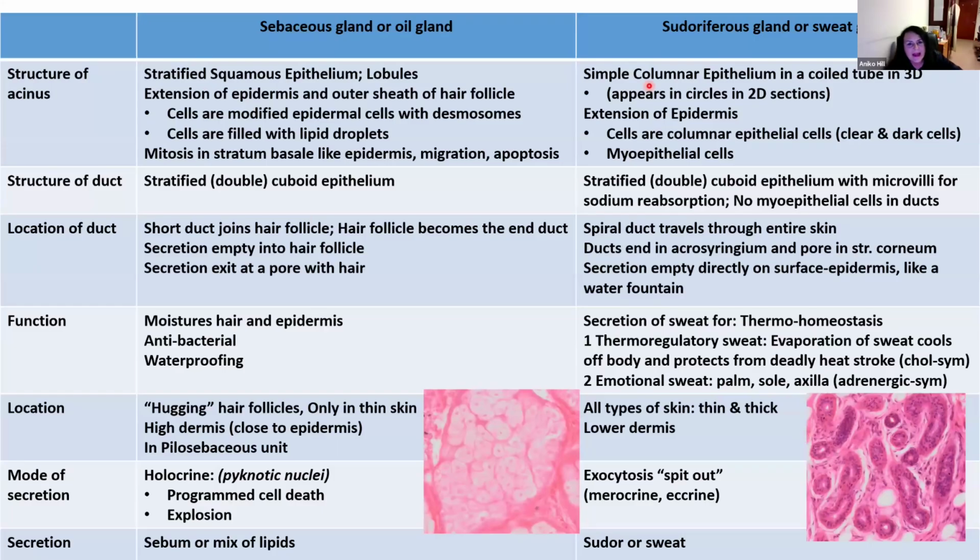Okay, if you like tables, again, this is the sebaceous gland compared with the sudoriferous sweat gland. So I'm comparing the two major skin glands with each other. But again, you cannot miss it. If you see a fat-looking gland around the hair follicle, that has to be a sebaceous gland. If you see circles, the acini look like circles, that's basically the coiled snake sweat gland.